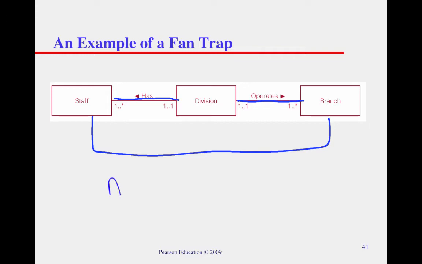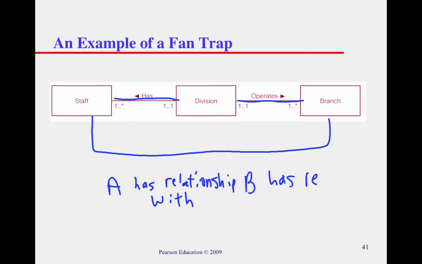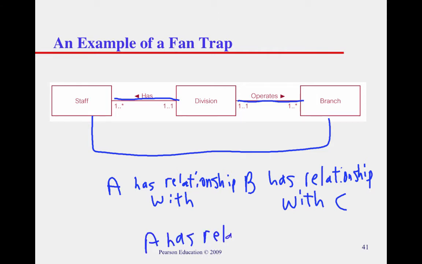That is, if A has a relationship with B, and B has a relationship with C, then there's a good chance that A has a relationship with C. It's not guaranteed, but there's a good chance that A has a relationship with C, so it's often transitive.